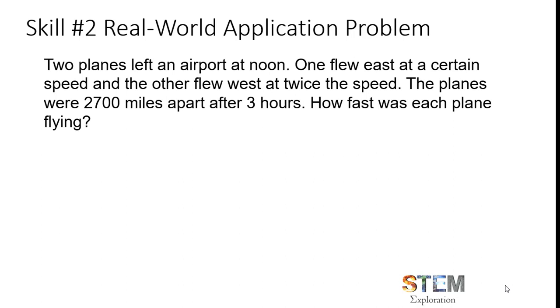So let's move on to our second skill, which is the real-world application problem I want to go through. This one is a little harder in the aspect that there is more information that you have to analyze. In this specific situation, I have 2 planes left an airport at noon. One flew east at a certain speed and the other flew west at twice the speed. The planes were 2,700 miles apart after 3 hours. How fast was each plane going?